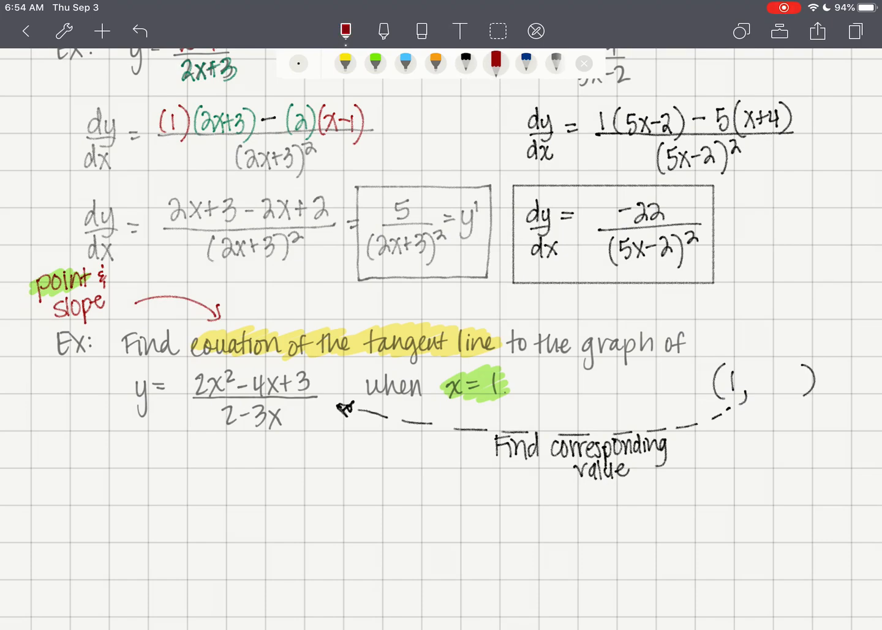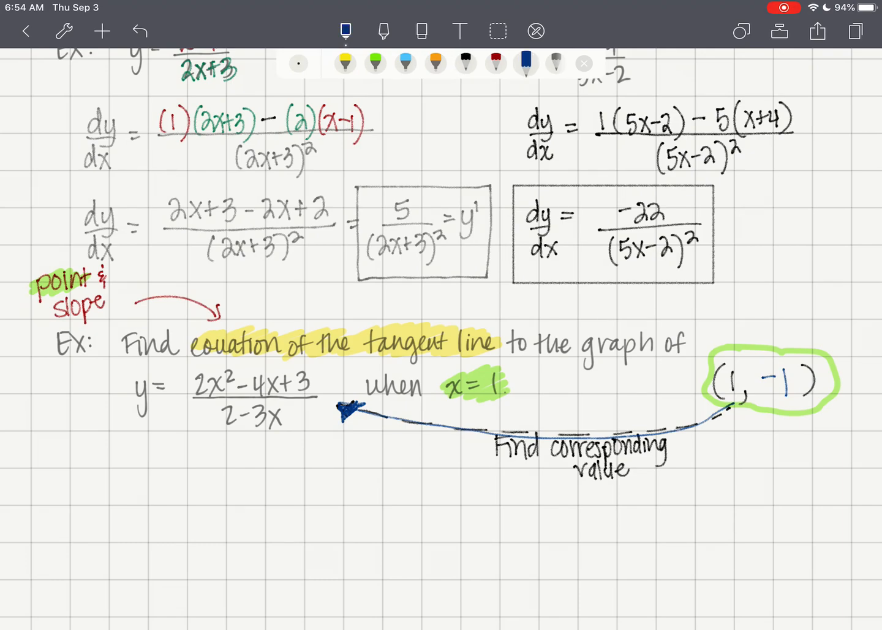Let's do it now. We put a 1 in for x, and I get 2 minus 4 is negative 2, plus 3 is 1, and then I get a negative 1 in the denominator, so when I put a 1 in, I get a negative 1 out. Let's not make that red because I already used red somewhere else, so let's make it blue, negative 1. So we find the corresponding y value. There's our blue. Beautiful. So now I've got my point. I'm going to highlight that in green. Excellent. I need a slope.